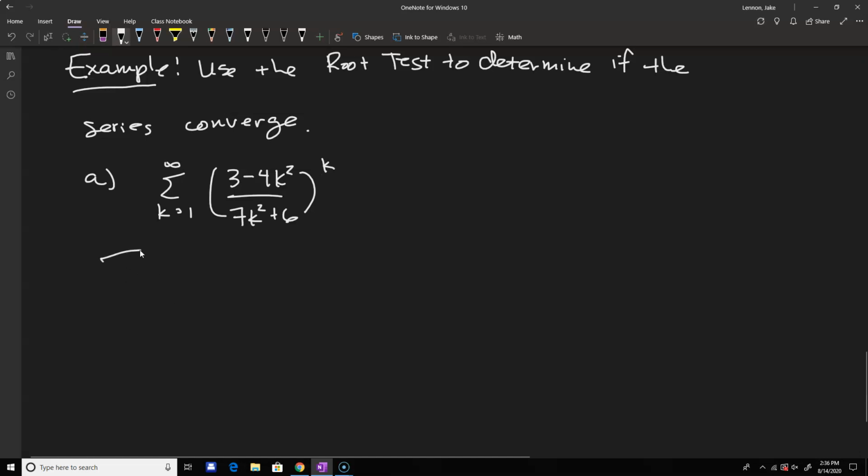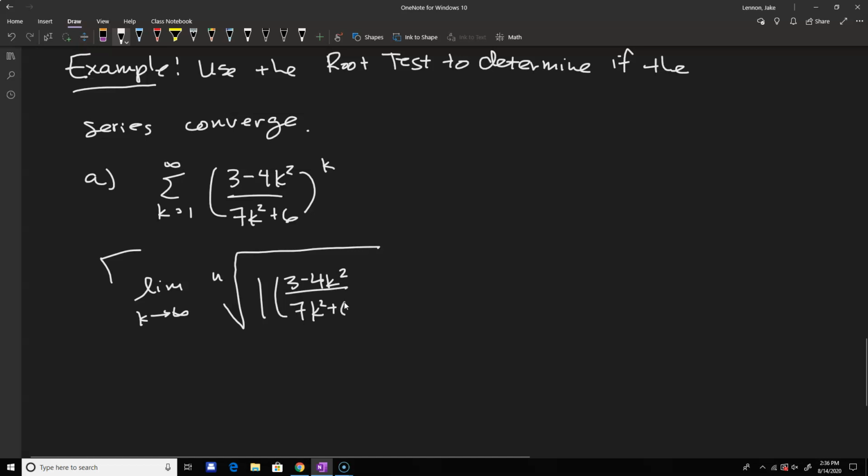So we're looking at the limit as k goes to infinity of the kth root of the absolute value of this whole thing. So 3 minus 4k squared over 7k squared plus 6 to the k. So the k is actually inside, but they're technically equivalent, right? So it doesn't really matter if we write it like that or not.